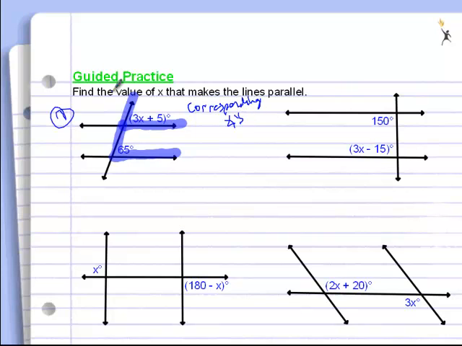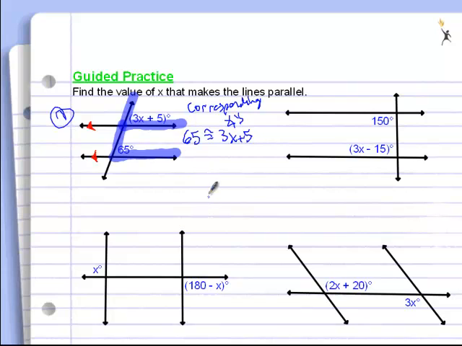Well, we're told to find the value of x that makes the lines parallel. If these two lines were parallel, what would that mean that these two angles are? If the lines were parallel, then corresponding angles would be congruent. Well, let's just assume that they are parallel and say that 65 is congruent to 3x plus 5.